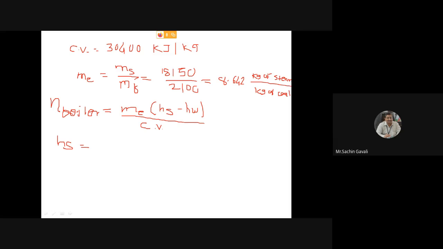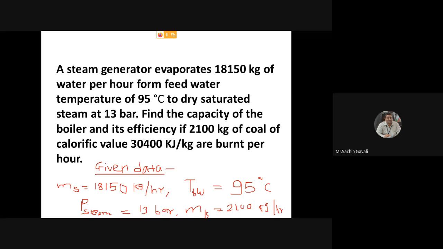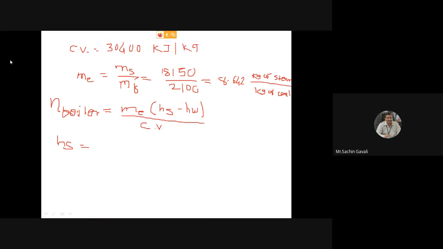Basically, before giving the answer, what is the quality of steam? The steam is dry and saturated, and the pressure is 13 bar. So what will be HS? What are we going to see from the steam table? HG. As the steam is dry and saturated, HS is equal to HG, at which pressure? 13 bar.